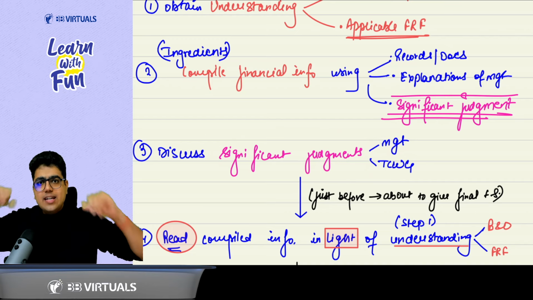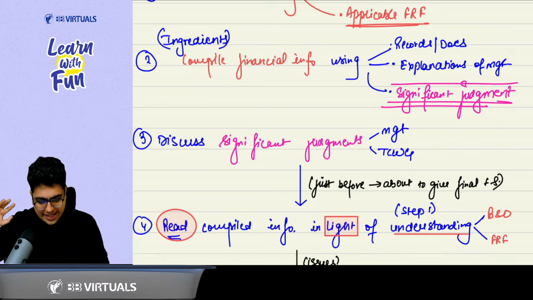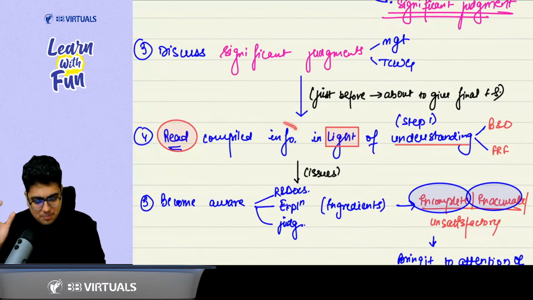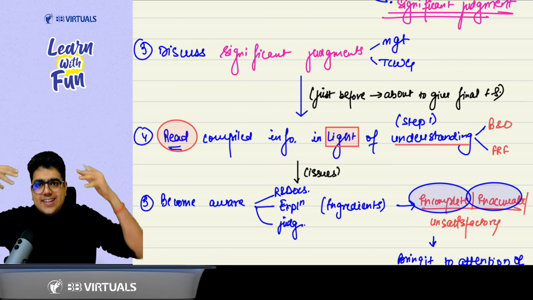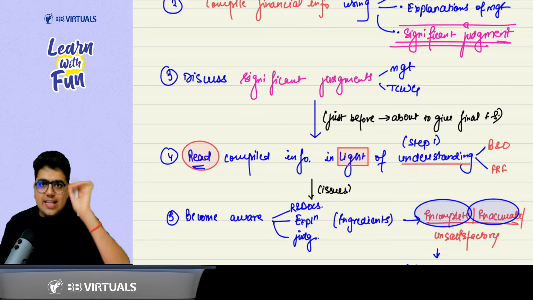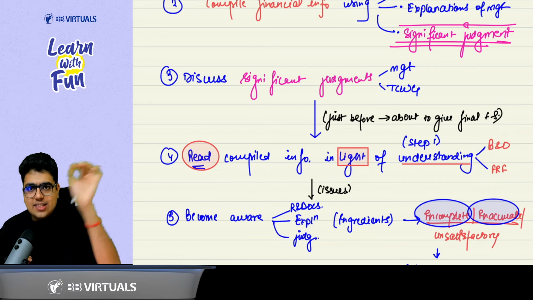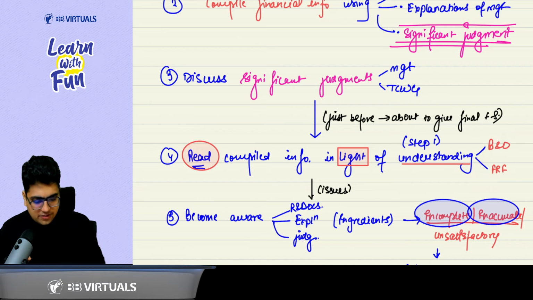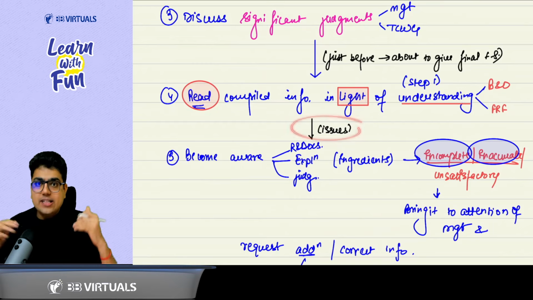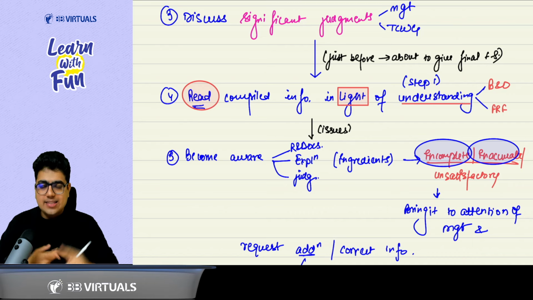Once you are done with it, ready to issue the report? Wait, read the report again. Read the compiled information in the light of your understanding of step number one. In step number one, what understanding did you take? B&O, FRF, business and operations, and the financial reporting framework. Now, when you read this, you may find some issues with the ingredients, that is the records and documents, information, explanation, significant judgment.